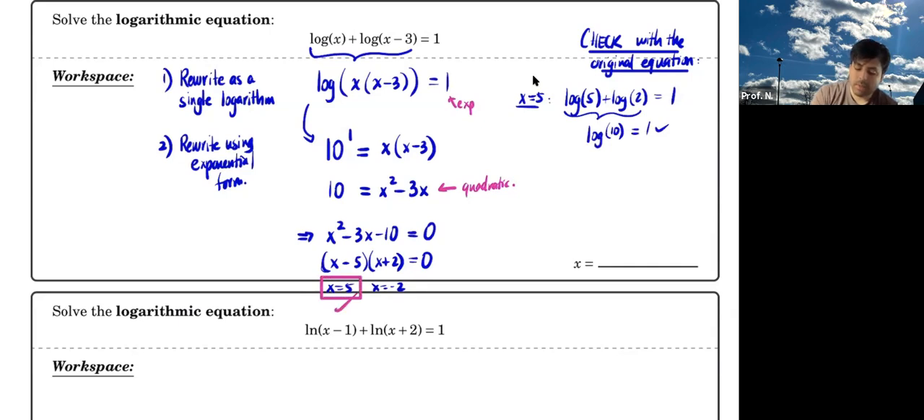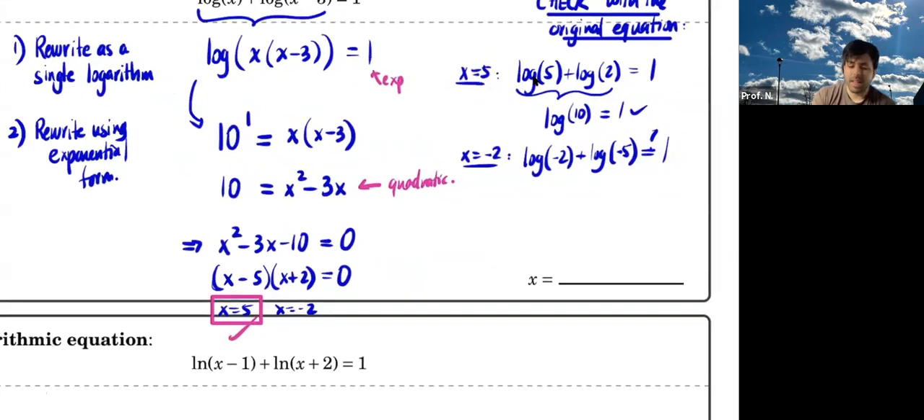Now, what about x equals -2? Remember, we always have to check the original equation. Log of -2 plus log of -5. Does this equal 1? Now, what's the problem with having a negative inside the log? Do we know what log of -2 is? It doesn't work. That's right, Felipe. So this does not exist, it's undefined for both of them. So what do we say? We reject. This is no good. So the only answer here is 5. x equals 5, and that's the only answer.